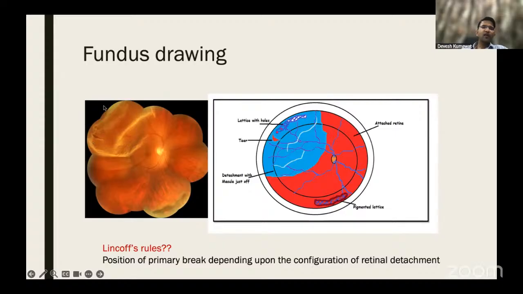So most of the time you will have breaks within 2 clock hours of the superior edge of the retinal detachment.